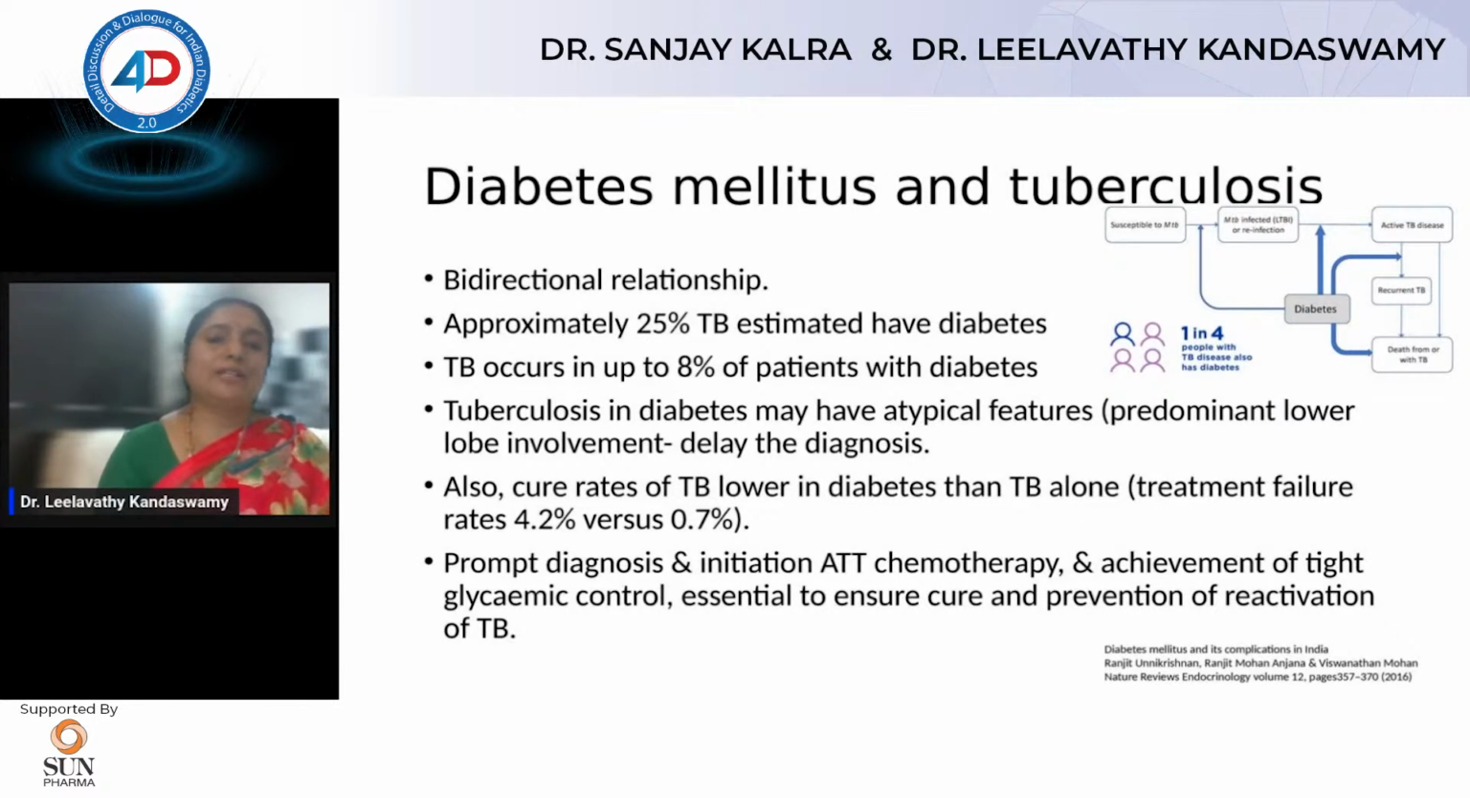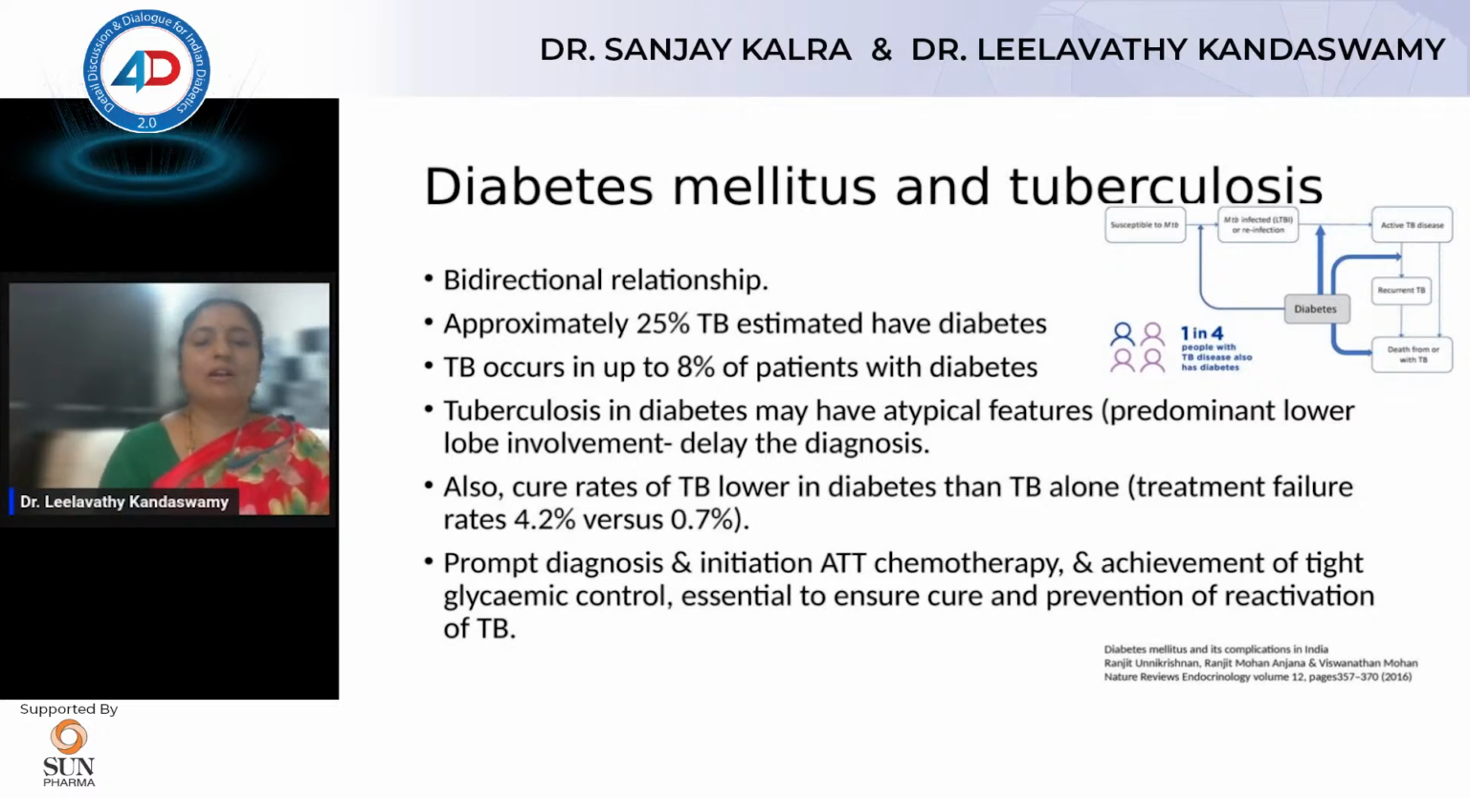Diabetes mellitus and tuberculosis. Again, another one which is exponentially increasing, and approximately 25% of people with tuberculosis are estimated to have diabetes, and tuberculosis occurs in 8% of patients with diabetes. So tuberculosis in diabetes may have atypical features, so this can delay the diagnosis.